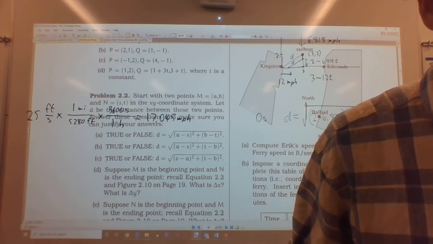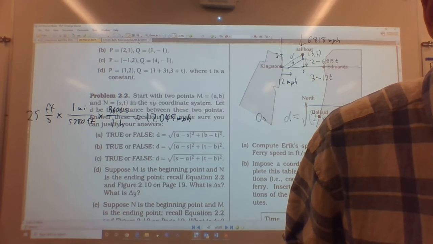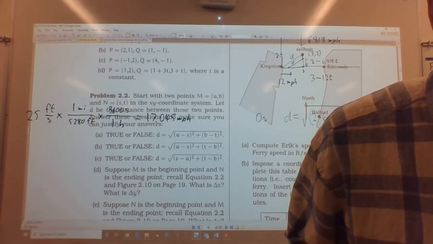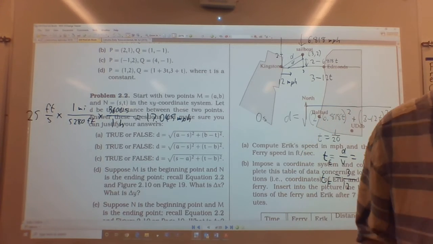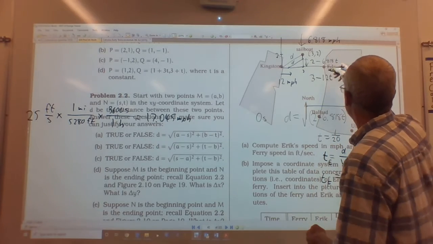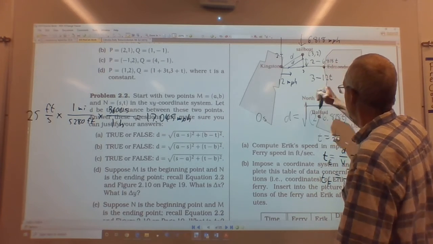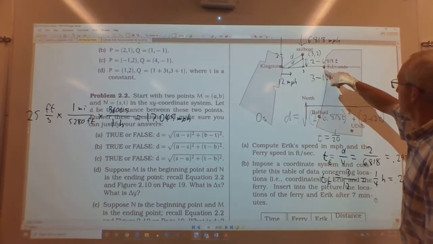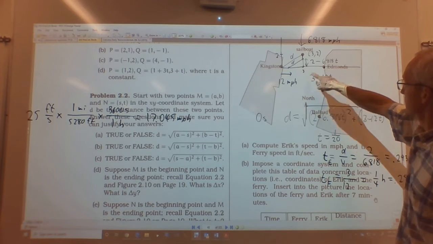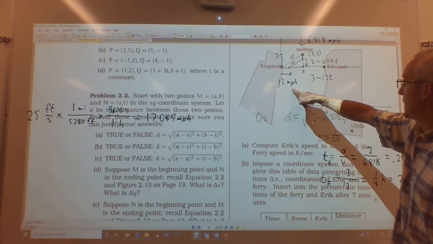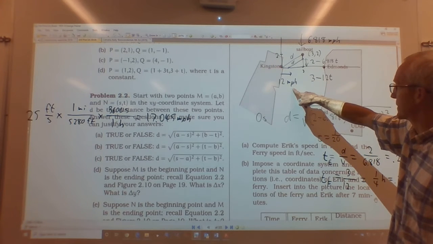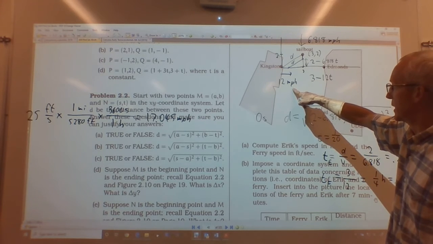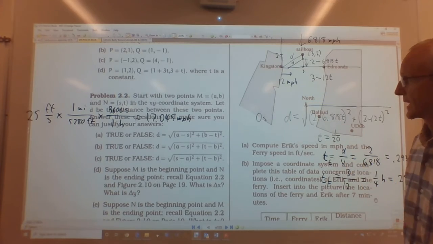Wait, now how far away is Edmonds? We've got to know that again. Edmonds is 6 miles due east of Kingston. So that's easy. It takes the ferry 6 miles at 12 miles per hour, half an hour. So basically we have 30 minutes to catch it.